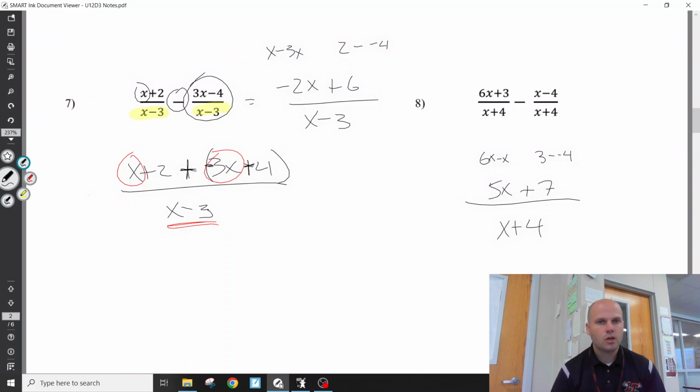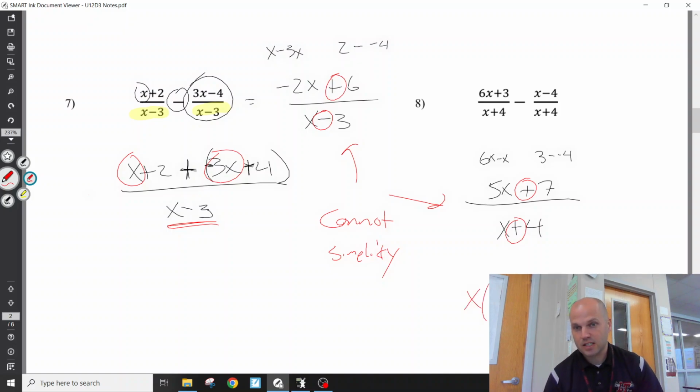Now, pause. Reminder, you cannot simplify. You cannot cross off the 6 and 3 because of the addition. You cannot cross off the x and the x because of the addition. If it was x times 5x plus 7 and x times x plus 4, yes, these x's could cancel, but I still can't cancel these, okay? So it's a big mistake, and just to remind you, we want products, which is why we worked on factoring, and products simplified. Products can simplify.